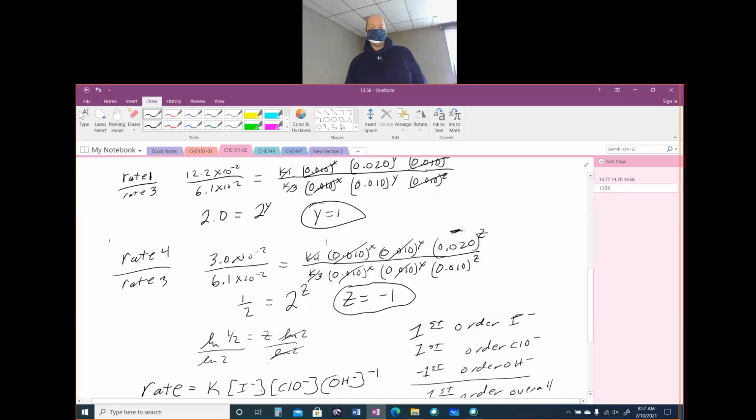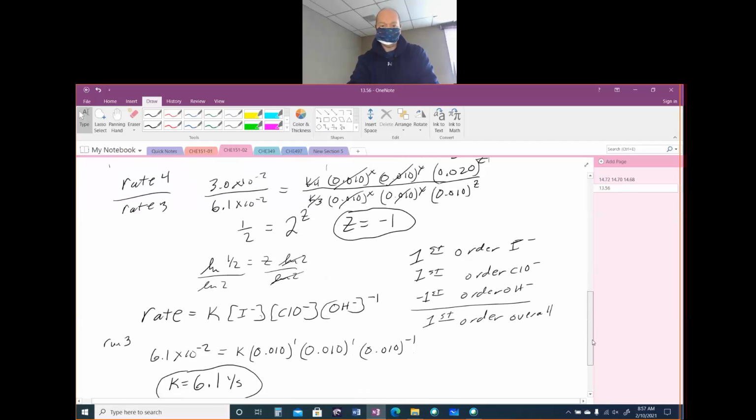And now you have your rate law. You have your x, your y, and your z. So rate is equal to k, concentration of I minus to the first, ClO minus to the first, since x was 1 and y was 1, and then OH minus to the -1. When we look at the overall reaction, which I wrote over to the right, it's first order with I minus, first order with ClO minus, and minus first order with respect to OH minus, and then you add them up. So this reaction is first order overall.